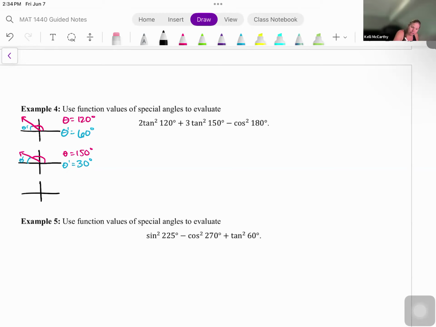And then 180 degrees, our reference angle is 0. But we're not going to need a reference angle for that because this is a quadrantal angle and we have a chart for that as well.